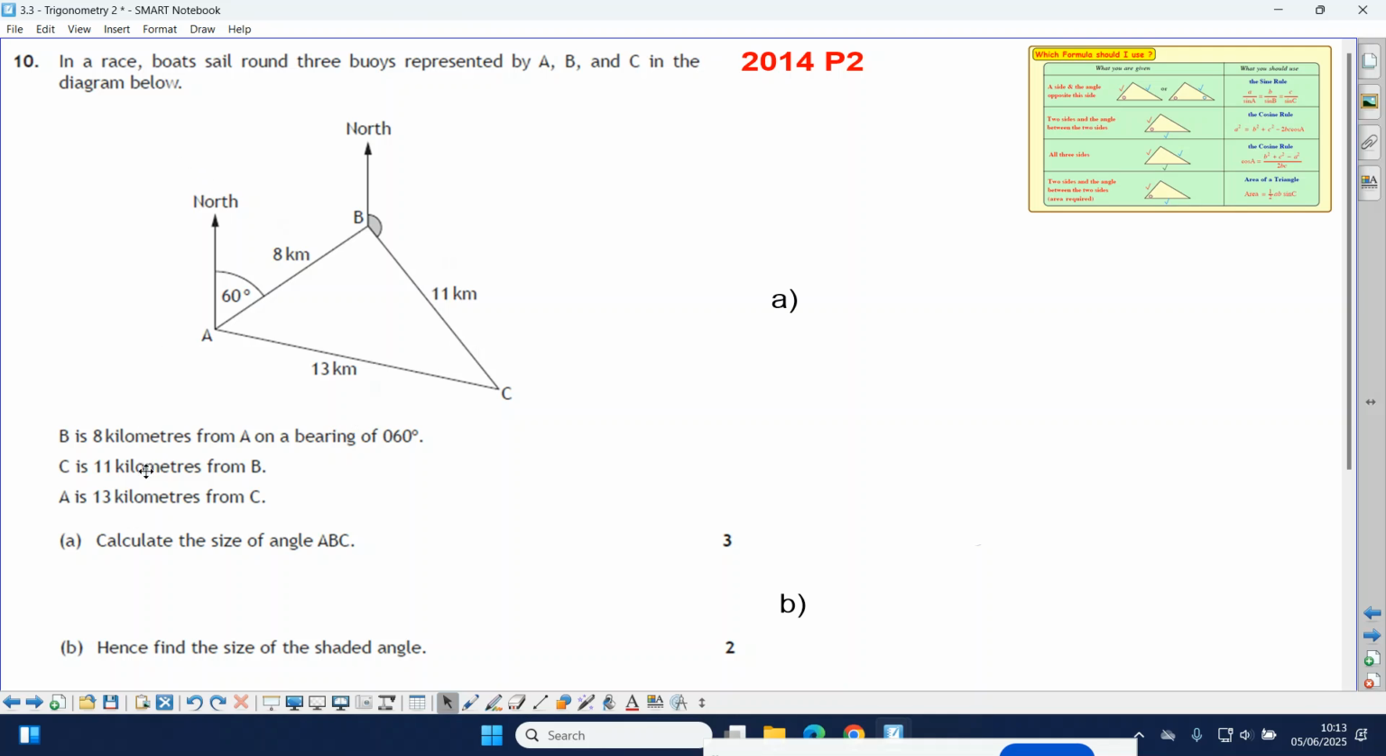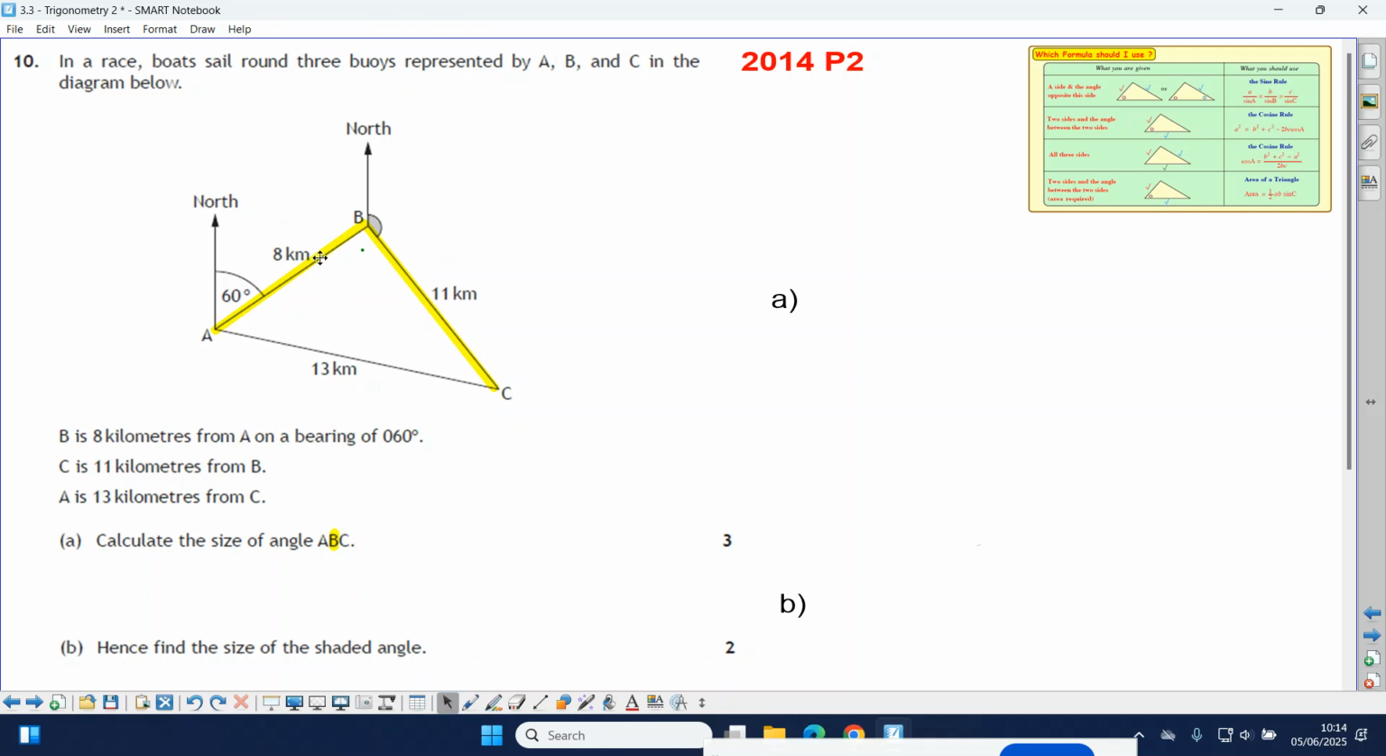Okay, so it says here, in a race, boats sail round 3 buoys, represented by A, B, and C in the diagram below. B is 8 kilometres, it's a bearing of 60, C is 11, it gives all the information on there. And it says calculate the size of angle ABC. So again, we need to understand that that's the one at B. It goes from A to B to C, and it's always the one in the middle. So it's this one here that we're trying to work out.